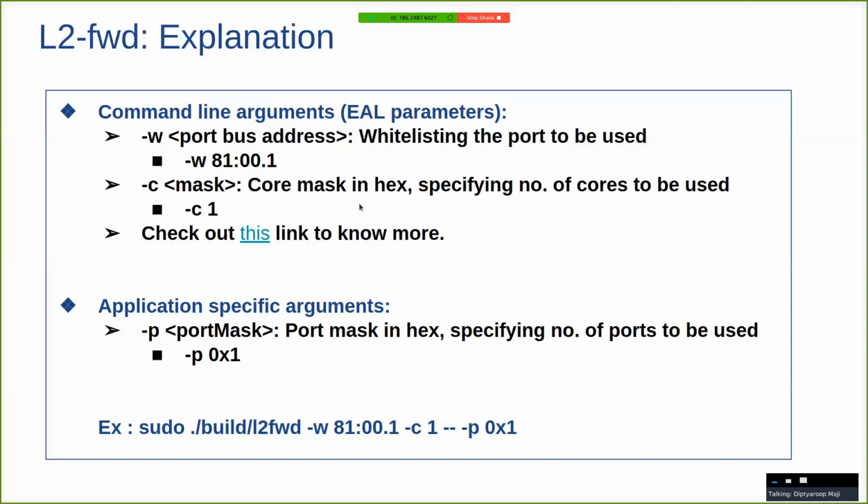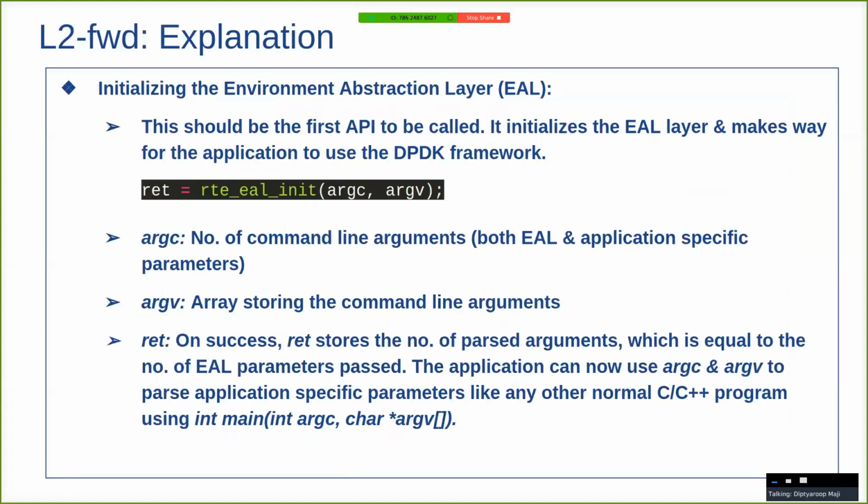There can also be application specific arguments that you can pass. For example, here it was -p, or port mask in hex, specifying the number of ports to be used. Note that port and NIC is the same. So in DPDK terms, we call NIC interfaces ports.